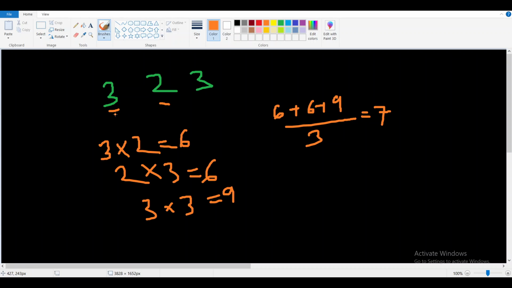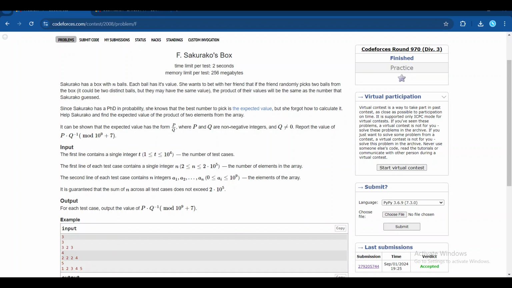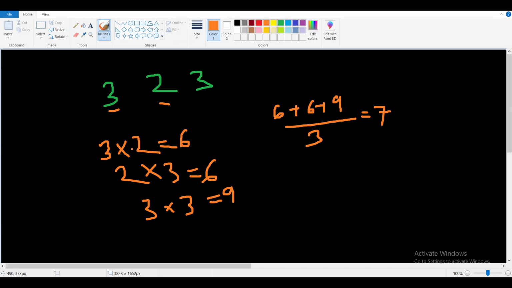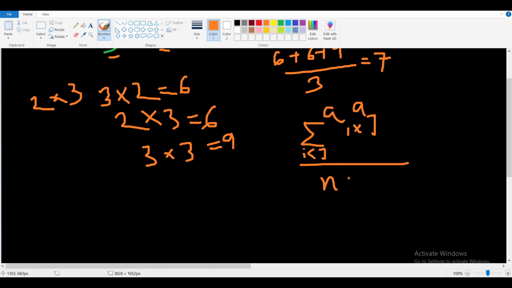You can also take i and j to be anything. Okay, we can take any two elements. So you can repeat these things, like instead of 3 into 2, you can write it as 2 into 3. But that does not matter because the entire sum will be multiplied by 2, and the number of combinations will also be multiplied by 2. So this is nothing but the summation of ai into aj where i is less than j, divided by nC2.